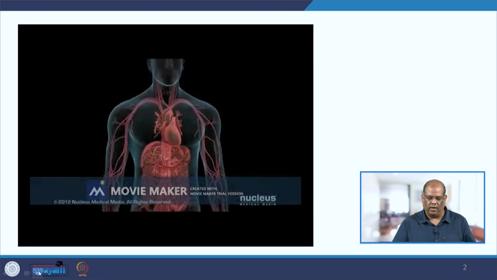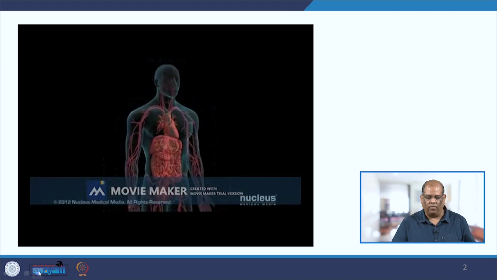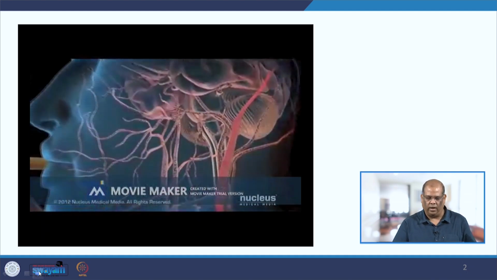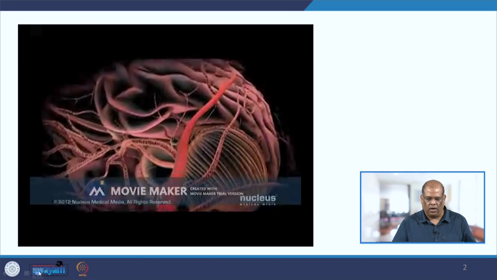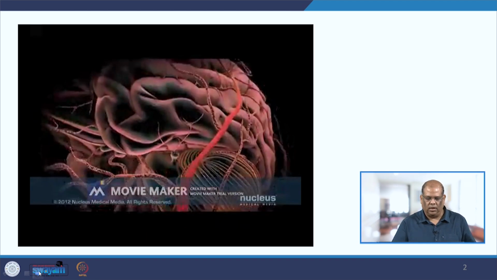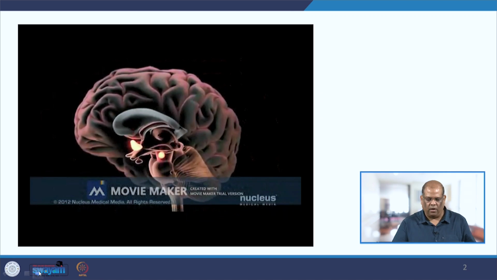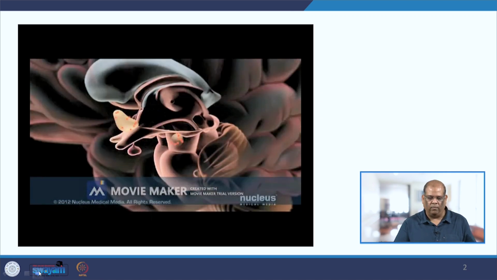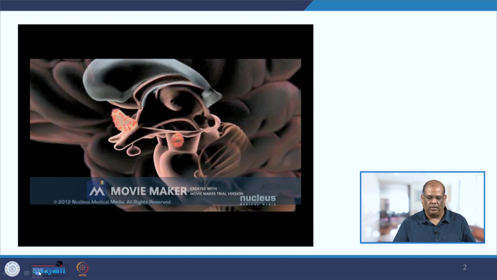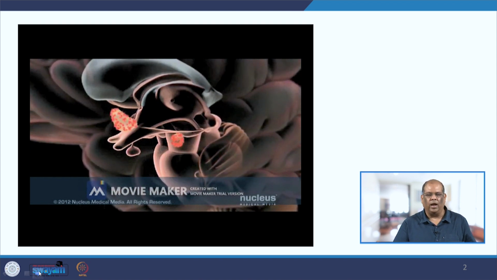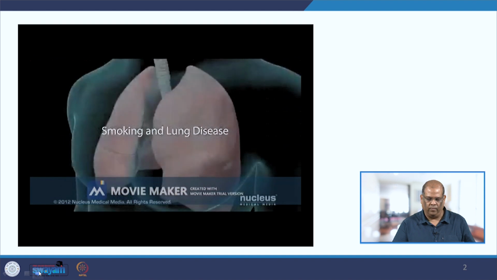When somebody inhales a cigarette, as you can see in the video, lots of toxic gases get inside. One of them, which we call nicotine, affects the brain. What nicotine does is highlight a part of the brain which gives you a very pleasurable feeling. As that part gets highlighted, you get addicted to smoking.